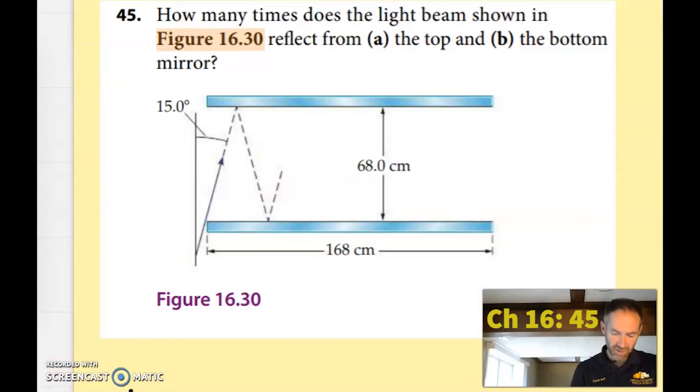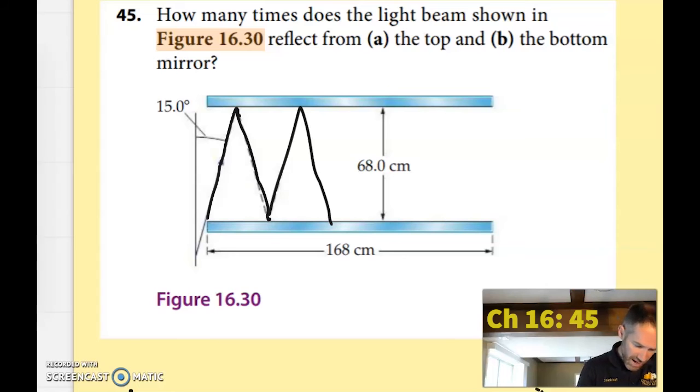Number 45 is a neat one. It is two parallel mirrors, and it says how many times will the light reflect back and forth from the top and bottom mirror. So you can see what's going to happen here. The light is going to come up here, just barely miss this bottom mirror's edge, and it's going to reflect and it's going to come back and it's going to keep bouncing back and forth, back and forth.